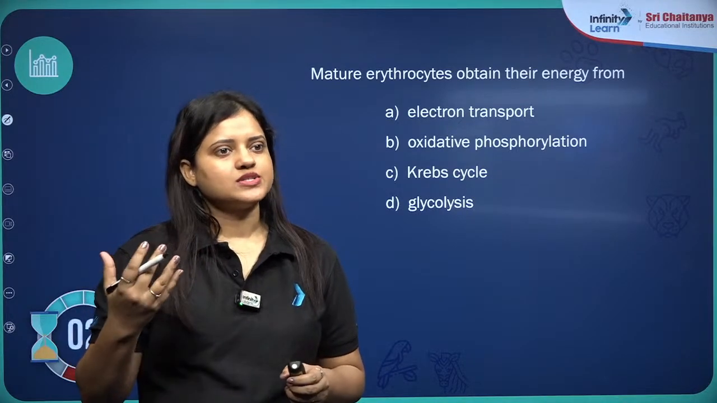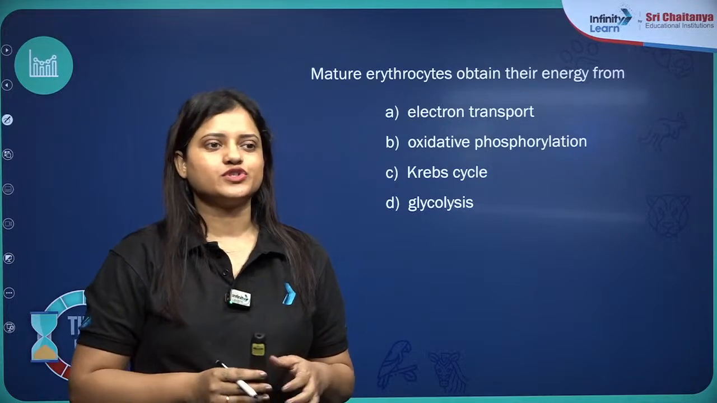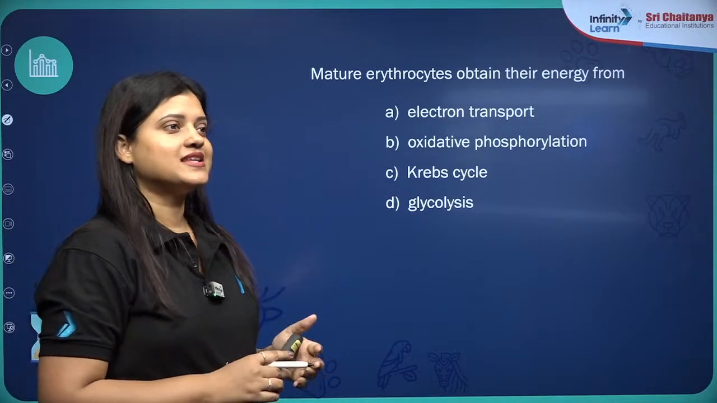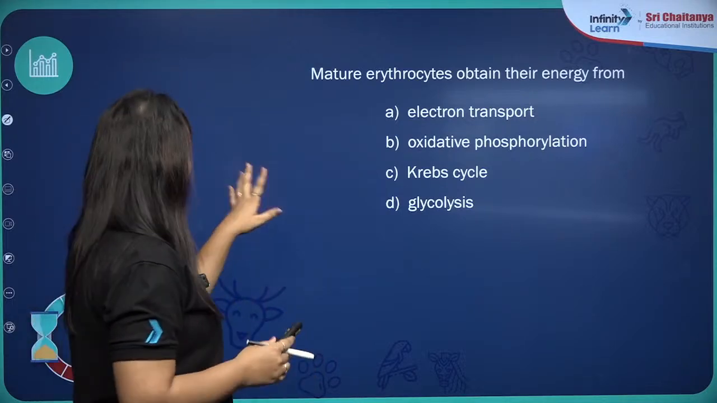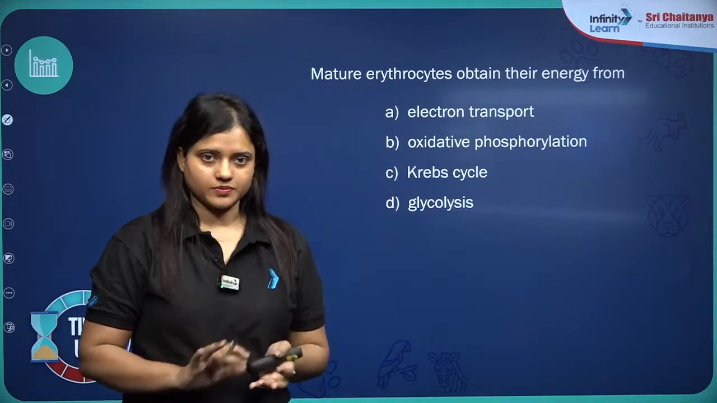Okay. So some are saying D, some are saying B. So there is a lot of confusion. Let's clear this confusion. We have B and D as the answers. So see, the question is: mature erythrocytes obtain their energy from.